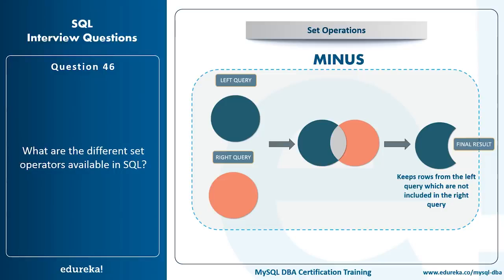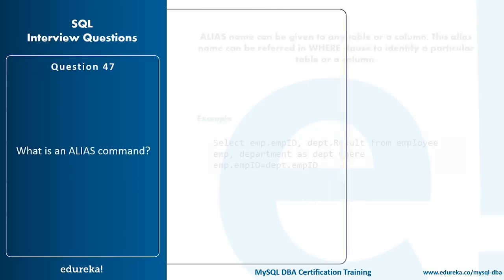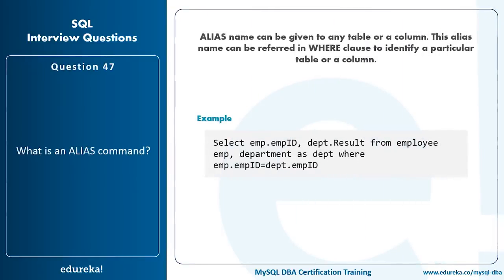So guys, these were the different set operators available in SQL: the union operator, the intersect operator, and the minus operator. Now let's move forward to our next question, that is, what is an alias command? An alias name can be given to any table or any column. This alias name can be referred to in the where clause to identify a particular table or a column. So that's basically an alias command.